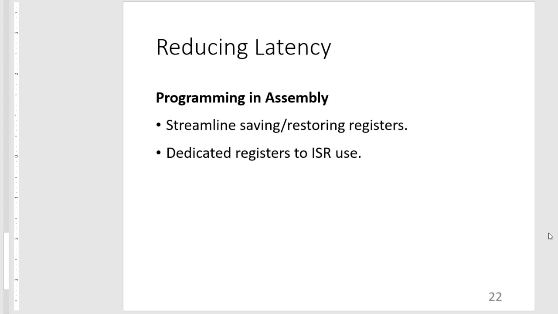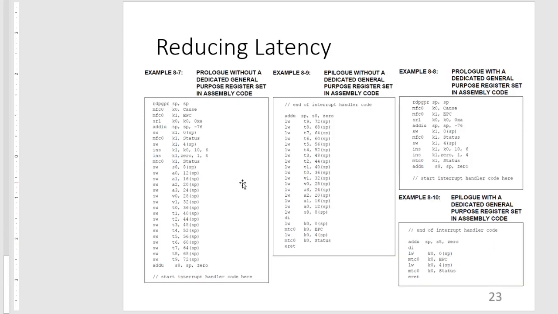Then lastly, if we want to have a low latency, we can program in assembly. So we can streamline the saving and restoring of registers. And then we can even block off certain registers and make it so that the ISR uses those registers and our other routines don't use those registers anymore. So we don't have to save and restore the context. This would be the assembly code if we want to save and restore all the registers. And if we compare this to the case where we use a dedicated set, you can see that they are significantly reduced. But of course, it's in assembly, which is very, very tedious. So this is only recommended if, for example, you already have a good program and you're just trying to get the most out of it.